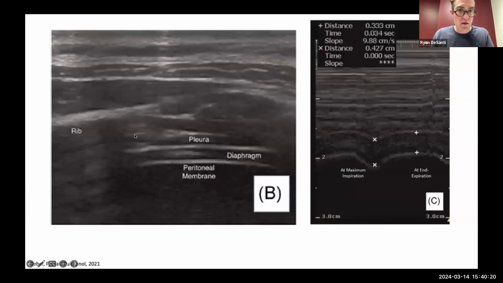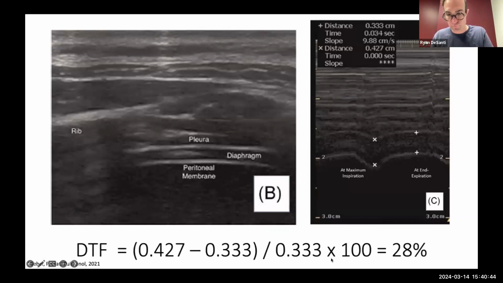This is another example of this. Again, the subcutaneous tissue, the rib, the pleura, peritoneal membrane, and diaphragm, and then M-mode of the diaphragm, looking at the thickness during inspiration, which is 0.427 centimeters, and then the thickness during expiration, 0.333 centimeters. And again, plugging these into the equation, we will get 28% diaphragm thickening fraction.